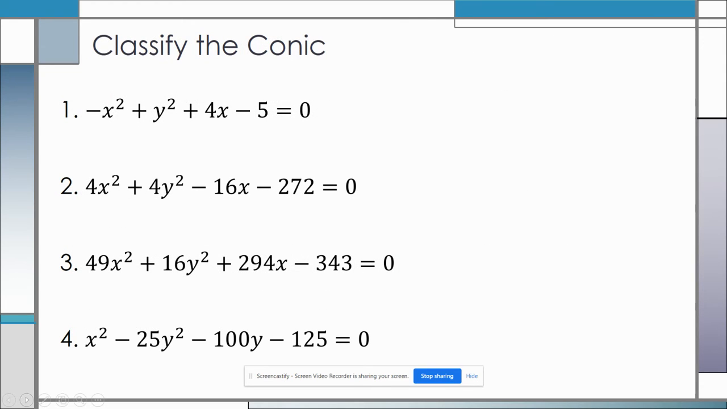So here are some different general form equations. Let's identify and classify the conic. So if we look at the first one, notice that I see my squared terms are right here, a negative x squared and a positive y squared. So even though the number in front is the same, the signs are different. So remember, that tells us then if the one is positive and one is negative, we have a hyperbola.